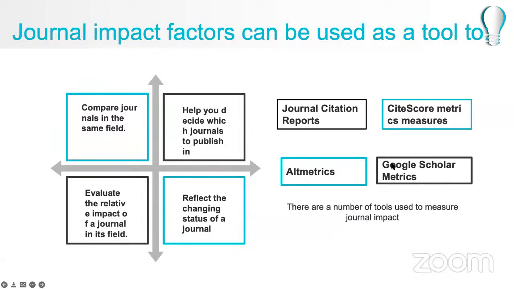There are altmetrics, and various ways we can calculate the impact factor. Even Google Scholar Metrics are there. There are CiteScore metrics, and the Journal Citation Report, JCR. These are the different tools which can help us measure a journal's impact. Altmetric is something very important, very recently adopted.